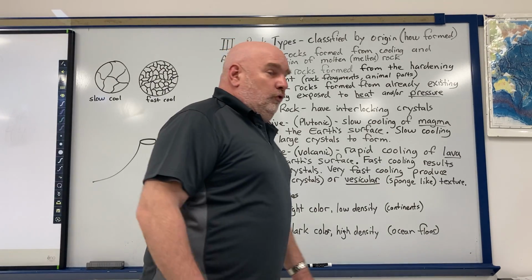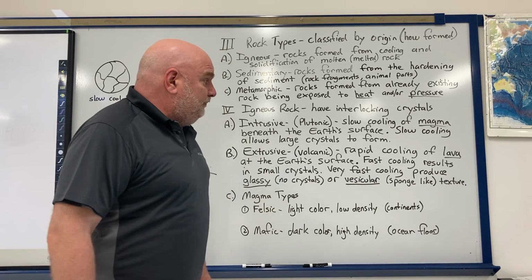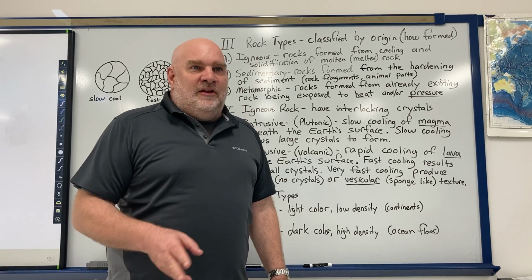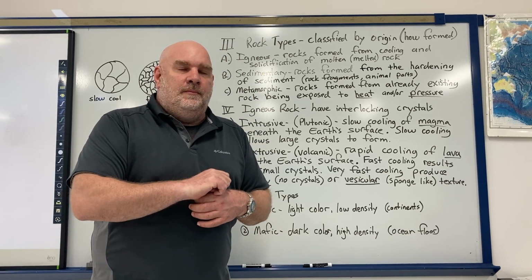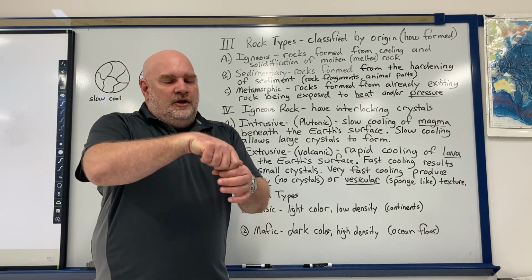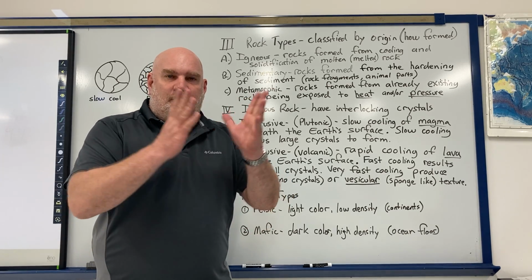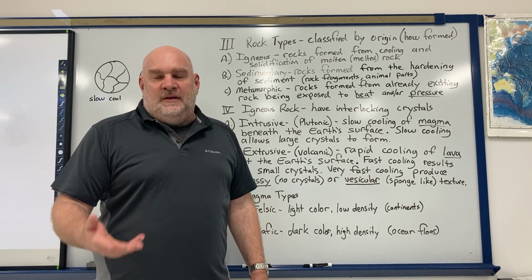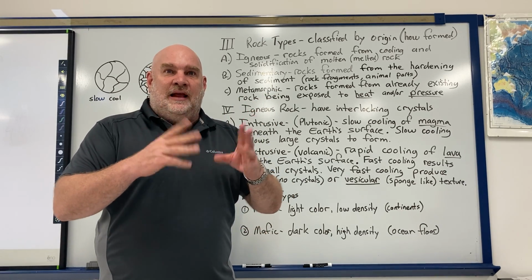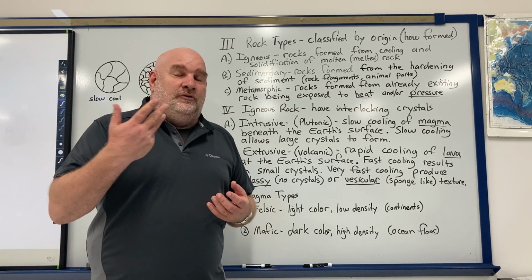Or if it cools really, really fast, you can get what's called a vesicular texture, or a sponge-like texture. Now, when a volcano erupts, it's a lot like opening a bottle of soda. There's gases that are in the magma. You open the cap up, and the soda comes out, and you see all the bubbles come out with the soda. Well, same thing with a volcanic eruption. When the volcano erupts, the lava comes out, it has gas bubbles in it too. Usually it's still a liquid and the gas bubbles escape.